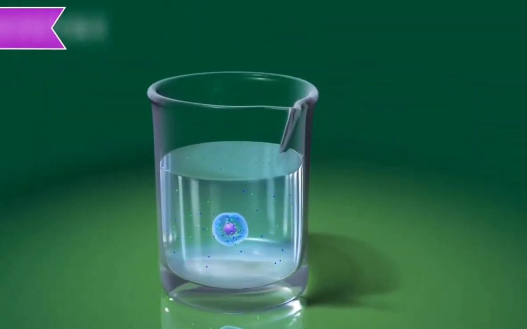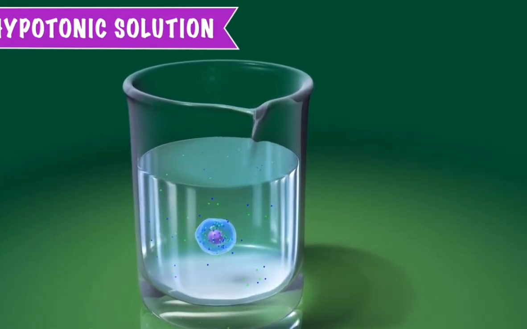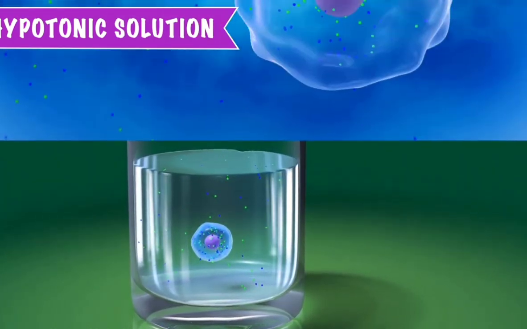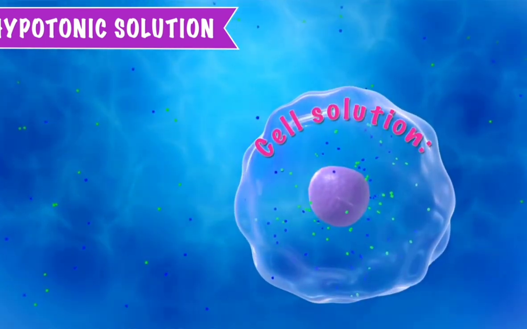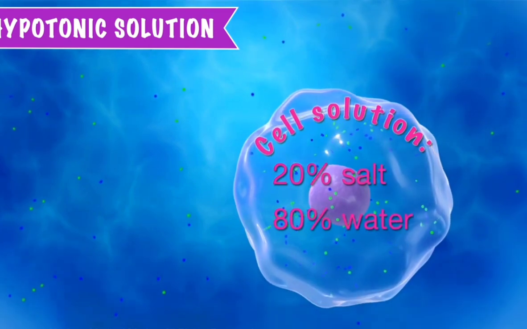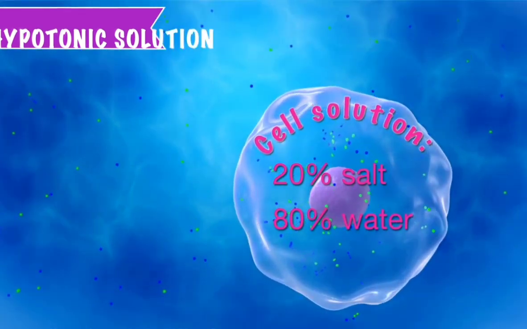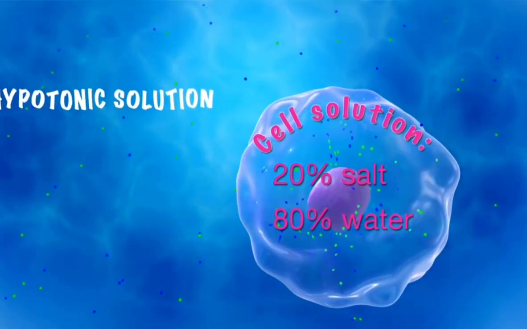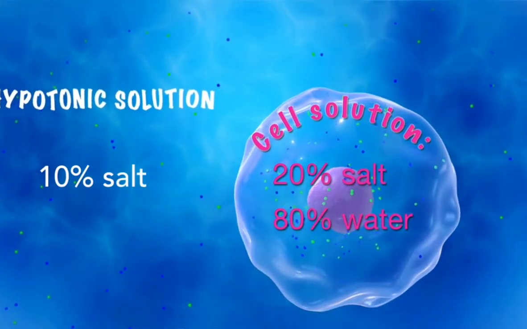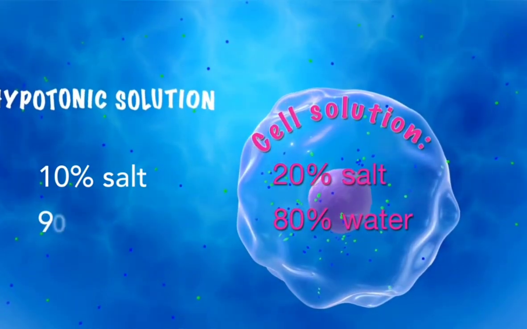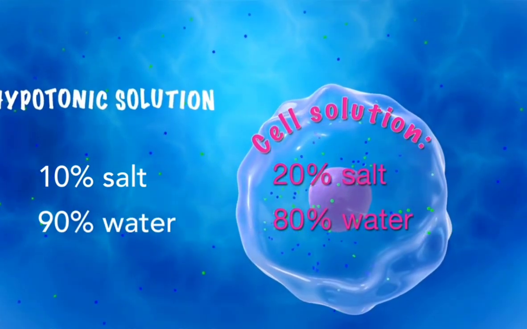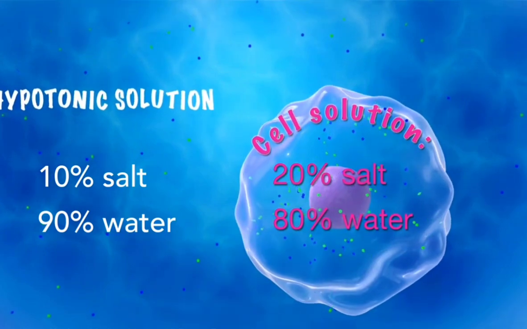A third possibility is a solution outside the cell with a higher concentration of water than the solution inside the cell. In this example, the solution inside the cell has 20% salt, so that means the remainder is 80% water. But the cell has been placed in a beaker that only has a 10% salt solution. Doing the math, we can see that the solution surrounding the cell is 90% water, which means there's a greater concentration of water outside the cell than inside.